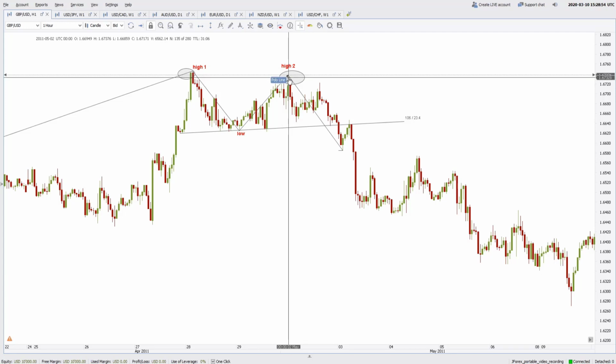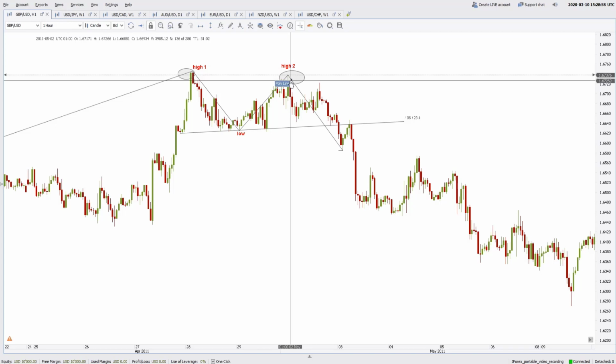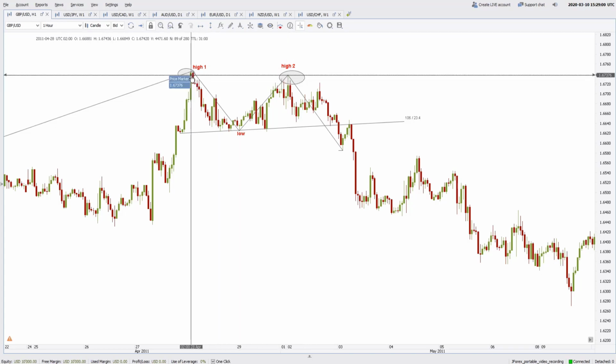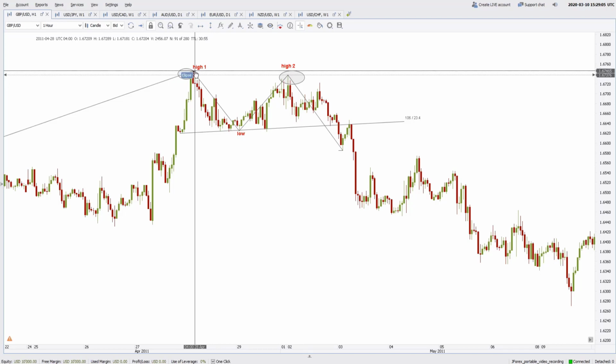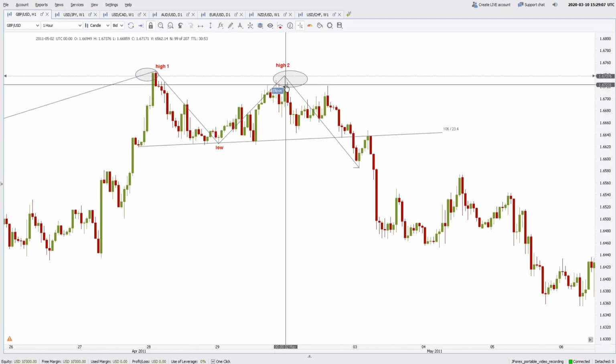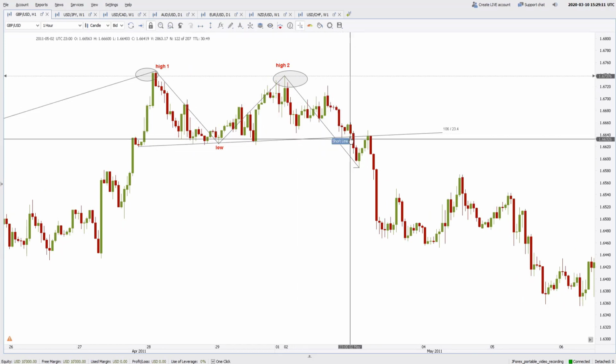So the fourth condition that we need is a second high, and it should be somewhere within 2 to 3% of the previous high that was made in the price. And after this previous high, we need to test this support again and break through it.